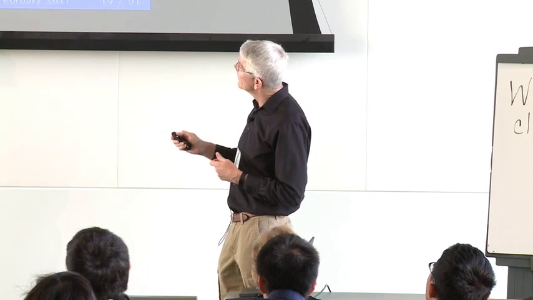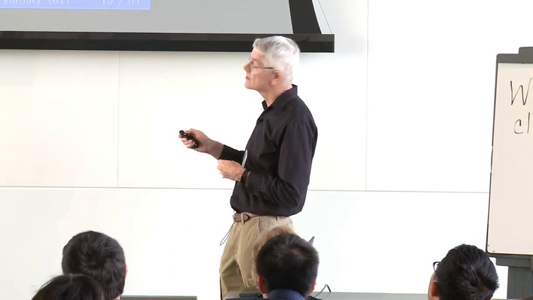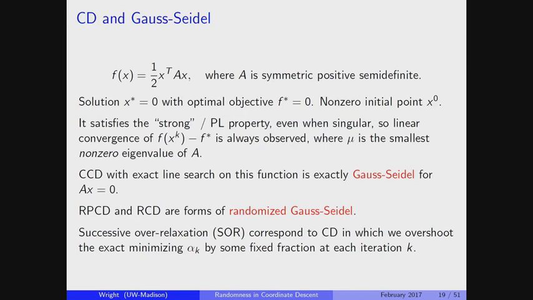Okay, so I'm going to be focusing, for pretty much the rest of the talk, on this function here, x transpose A x, where A is symmetric, positive semi-definite. I can put a linear term in there and just shift everything, but I don't lose any generality by leaving it out. And for this one, we can write down what the solution is. Obviously, it's at 0. If there are zero eigenvalues, there might be a whole subspace of solutions, but certainly the optimal objective is zero. And I'll start from some non-zero initial point. I make this comment that it does always have the strong convexity type property, even if the matrix is singular. So we expect to see the sort of linear convergence rates that I've been talking about.